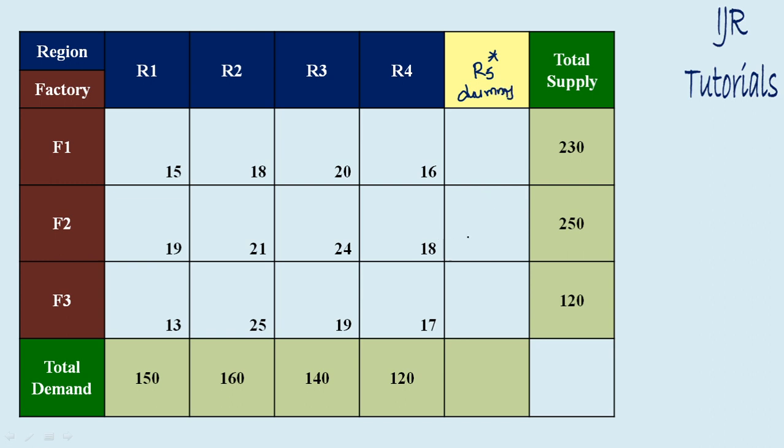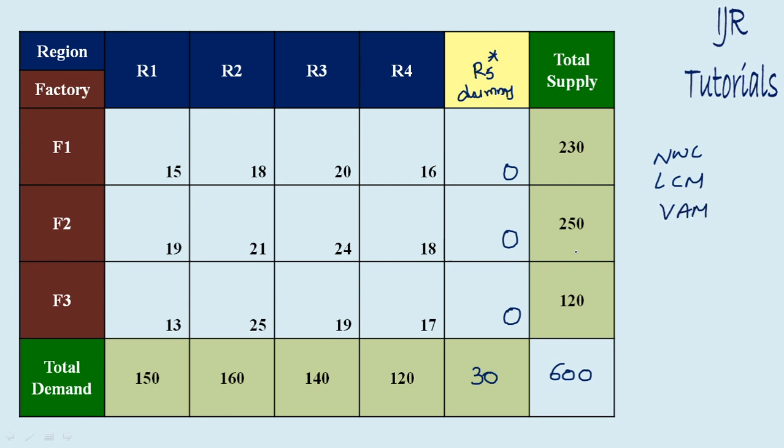For any dummy column or dummy row, the cells have zeros. So this is 0, this is 0 and this is 0. And the total demand of R5 is the difference between the supply and demand in the previous case, that is 30. Now add all the items, so we get 600. Now this table is ready to solve, so we can apply any of the methods, that is northwest corner, least cost method and VAM application.